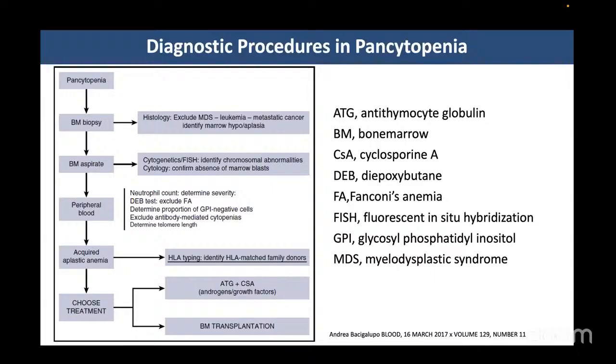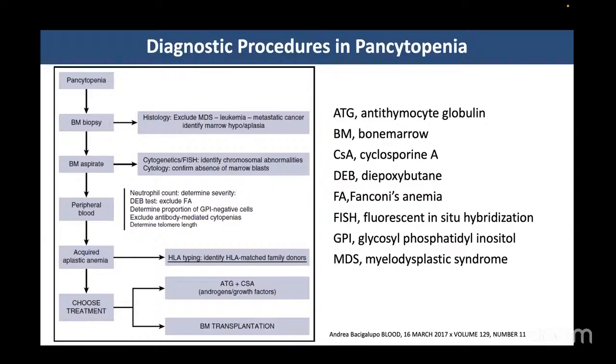Then GPI negative cells is again assessing the PNH by FLAER. We can do it by flow cytometry. There are other ways of testing the PNH, but nowadays we heavily rely on flow cytometric assessment. Exclude antibody mediated cytopenias because the treatment may be simpler than aplastic anemia here, and to determine telomere length.